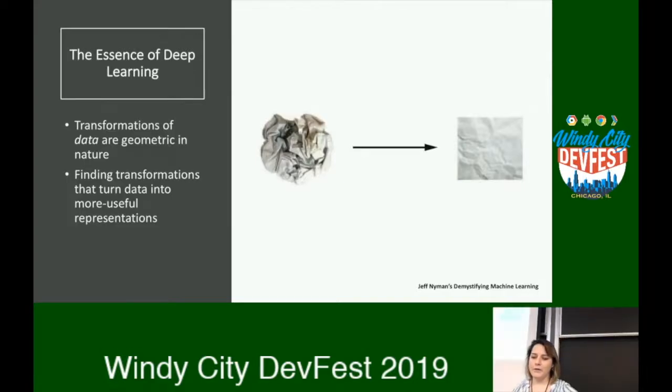In machine learning, all data sits in some sort of dimensional space, like this crumpled paper. The core of machine learning algorithms is a means of finding transformation mechanisms that turn data into more useful representations.